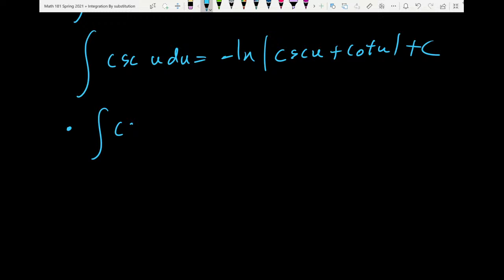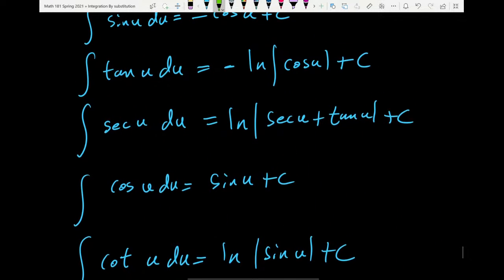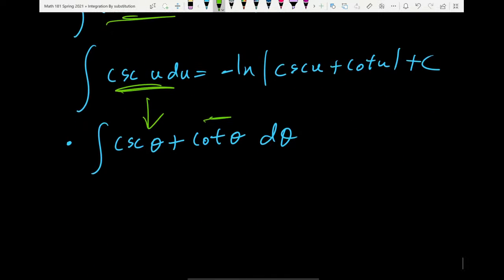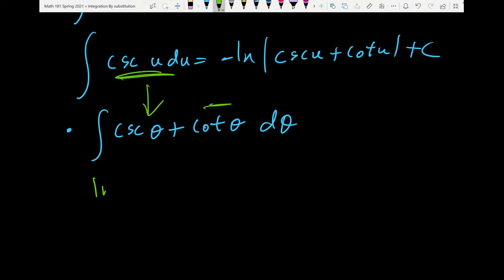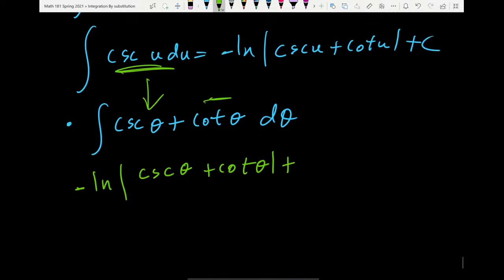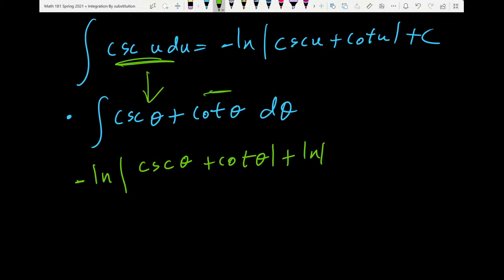If I give you this problem, cotangent of theta d theta, you just have to divide that. Look, this is one part, and we already know what cotangent is. Right over here. So if we just separate it, you get natural log of negative cosecant of theta plus cotangent of theta, plus natural log of sine of theta plus c.